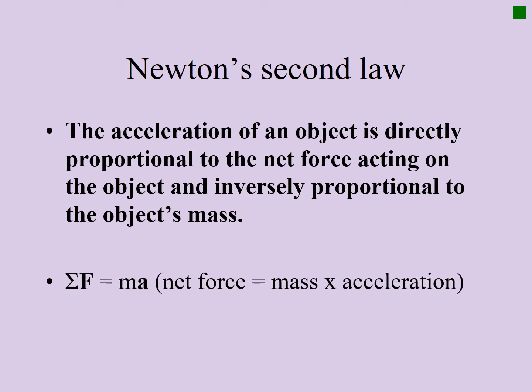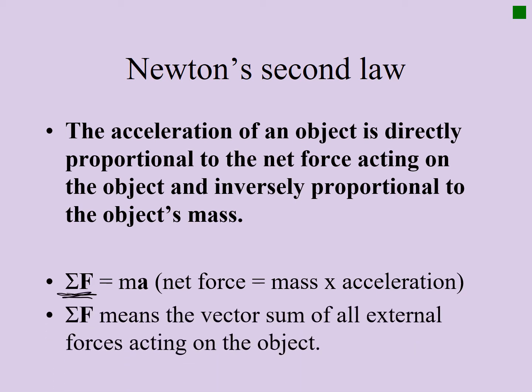F equals ma. This one's a really important one, so take a moment to get out your formula sheet to write this down. So we have our net force equals the mass of the object times the acceleration of the object. And you'll notice it's a sigma F. So again, from yesterday, remember that sigma F means the vector sum of all external forces acting on the object. So we're taking a look at all the forces, and the net force is the mass of the object times the acceleration of the object.